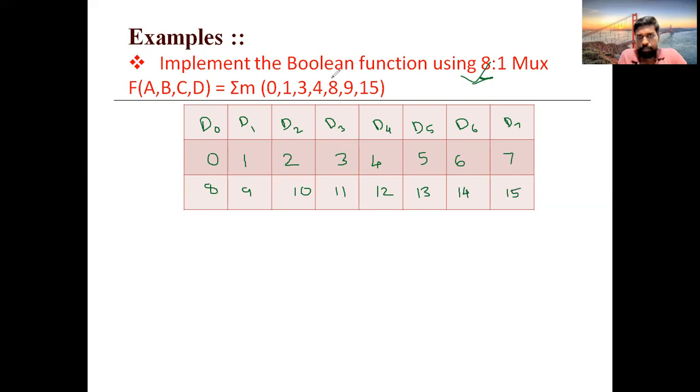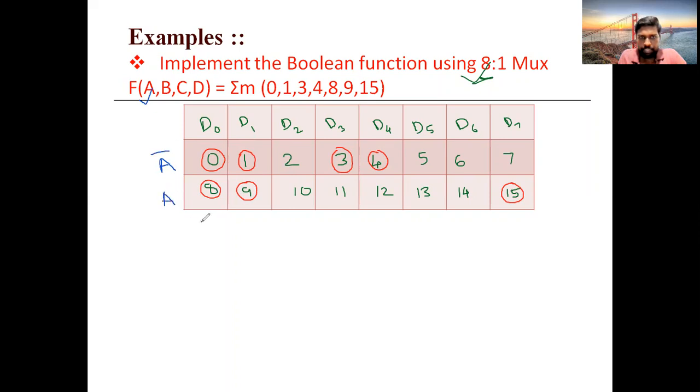Now round up the given numbers. What are the round up numbers? 0 is given, 1 is given, 3 is given, next 4 is given, next 8 is given, 9 is given, and last 15 is given. So I have rounded the given numbers. Select any one from the given 4. I select the same A. So this line will be the A bar and this line will be the A.